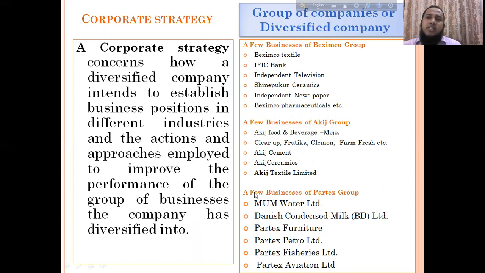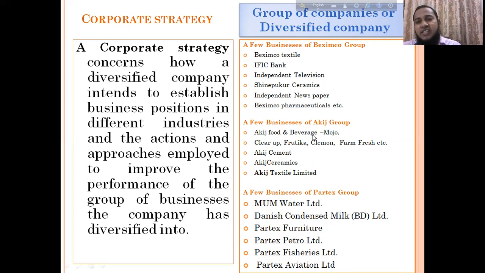And moreover, if you look at Partex Group, you will see the businesses that Partex Group operates: Mam Water Limited, Danish Condensed Milk Bangladesh Limited, Partex Furniture, Partex Petrol Limited, Partex Fisheries Limited, Partex Aviation, and so many businesses. Partex Group operates across the country, across the national and international border.